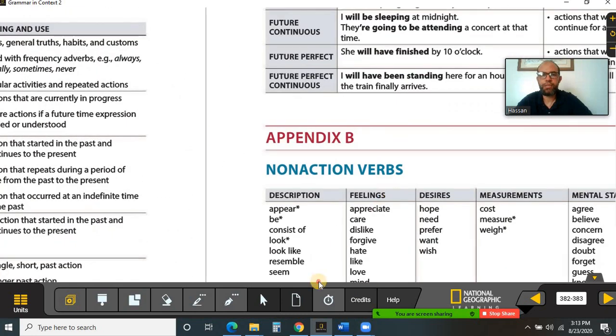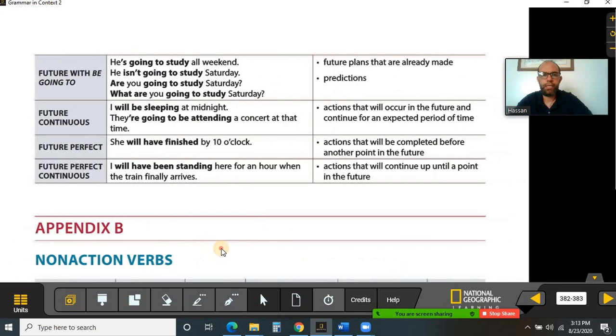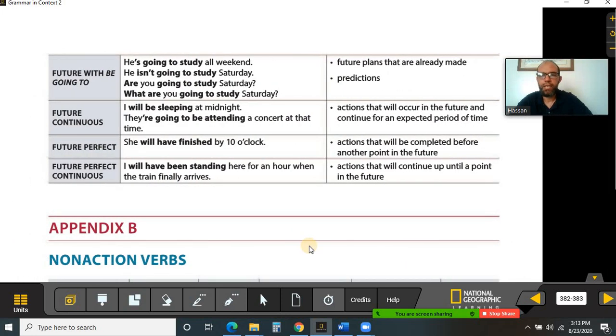Now, let's continue with the future with be going to. The difference between be going to and will is that when we have a plan or something that we are going to do in the future for sure, we use be going to. I am going to travel next week. I have a plan, so I use be going to. When there is no plan, use will. Okay? So, future plans that are already made and predictions.